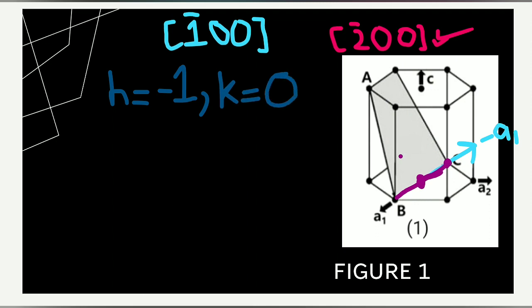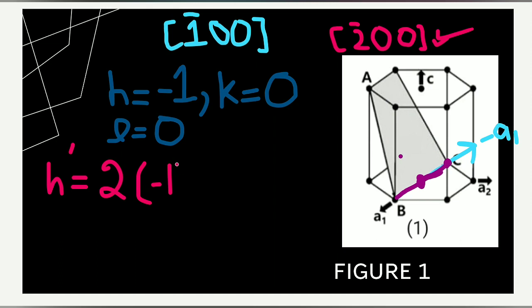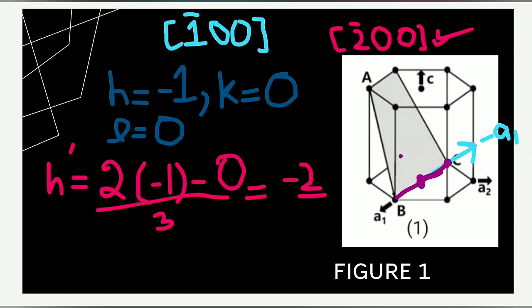And L equals 0. These are the H, K, and L values, and using these values we can easily convert. As I already showed you the formula, I'm directly putting the values into the formula, which says H prime equals (2H minus K) divided by 3. So 2 into H, H is minus 1, minus K, K is 0, and this whole thing divided by 3. This equals 2 into minus 1 is minus 2, minus 0 is again minus 2, so minus 2 divided by 3 is the value that we have got so far.